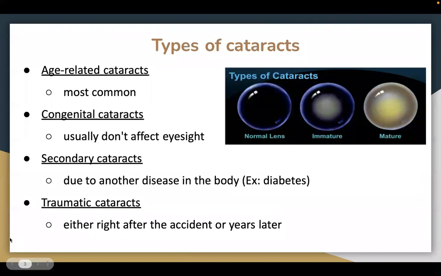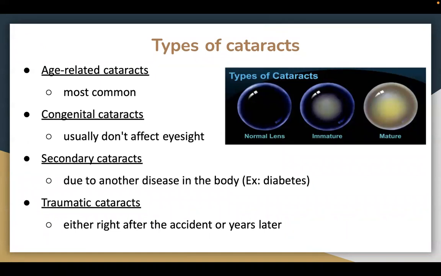Next, I am going to teach you guys about the different types of cataracts. So in this picture, you can see the 3 stages of cataract formation. You start with a normal lens, clear, easy to see through. You don't have any blurriness or foggy sight.